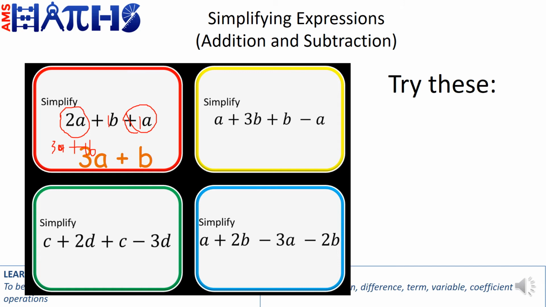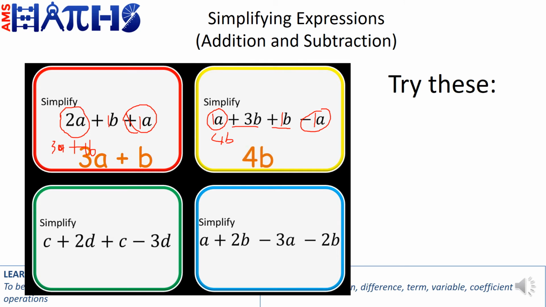For the yellow box, we have A's and B's again, so we'll work with the A's first. So we have 1A, and we need to subtract 1A. So 1A minus 1A will give us 0A. Don't need to write that one down. Then we work on the B's, plus 3B plus 1B, which gives us 4 B's. So our answer is 4B.